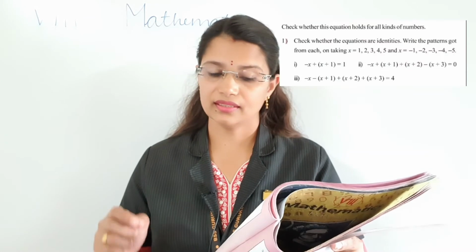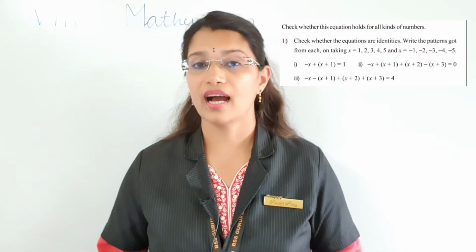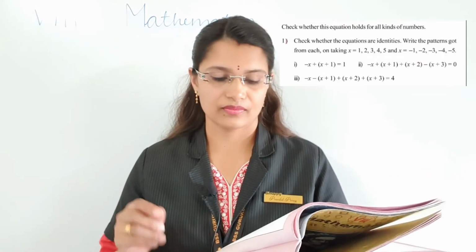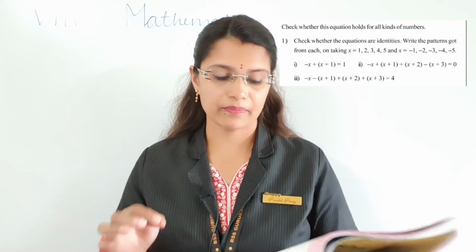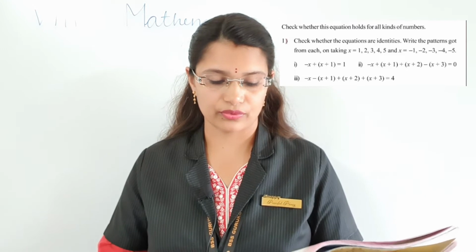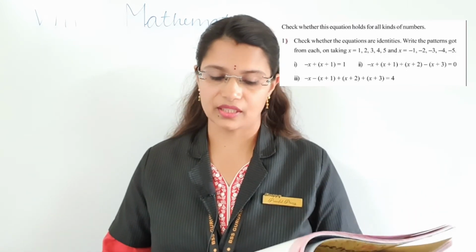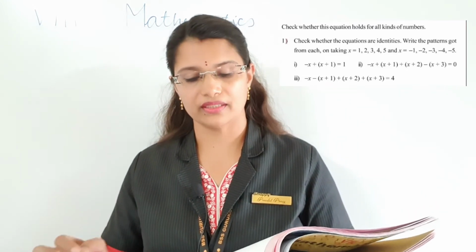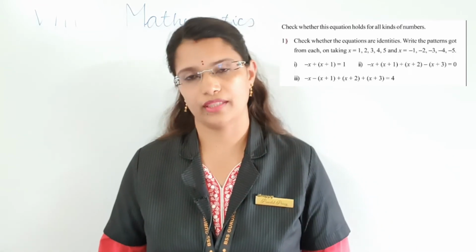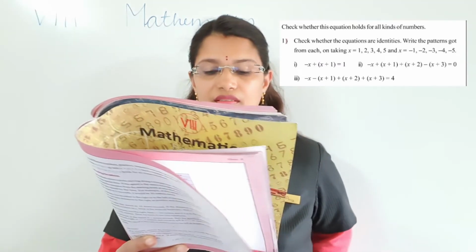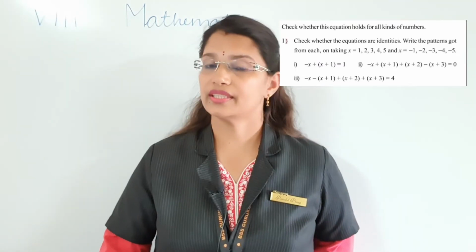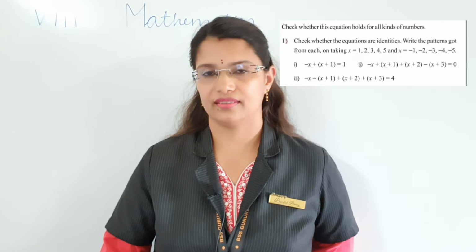Look at the first question, children. Check whether the equations are identities. Write the patterns got from each on taking x is equal to 1, 2, 3, 4, 5 and x is equal to minus 1, minus 2, minus 3, minus 4, minus 5. So, children, in this question, check whether the equations are identities.